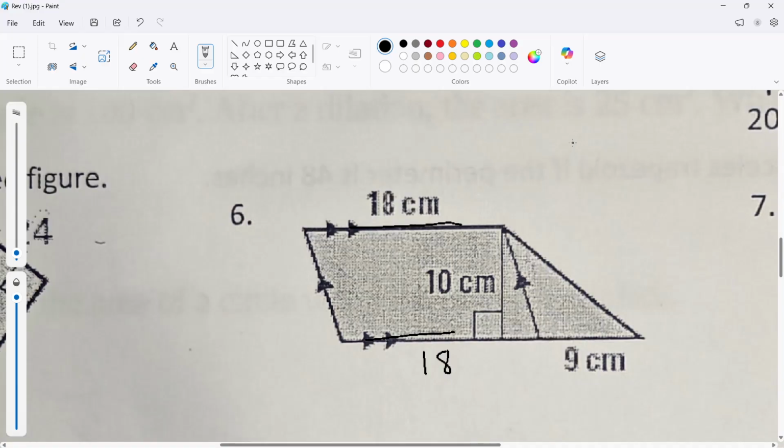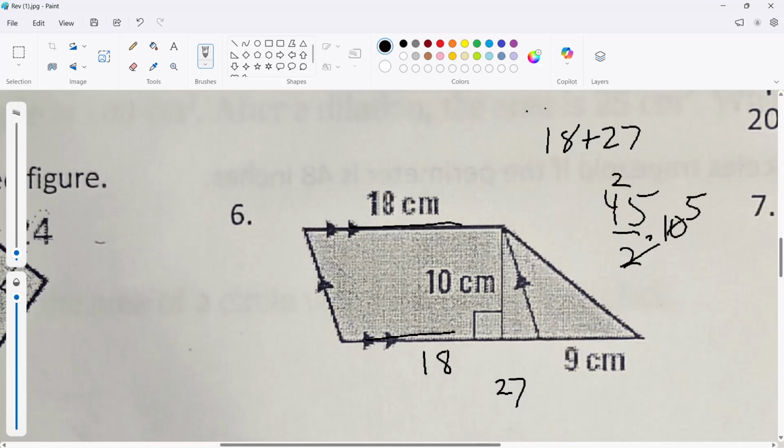18, 18, and 10. What is that? Is that a trapezoid? Yes, that's a trapezoid. And so 1/2, 18, this is 9, and 18 is 27. So 18 plus 27, 45. 37 and 8 is 45. Divided by 2 times the height. 2 goes into 10 5 times. 225 square centimeters. The one base plus the other base divided by 2 times the height.